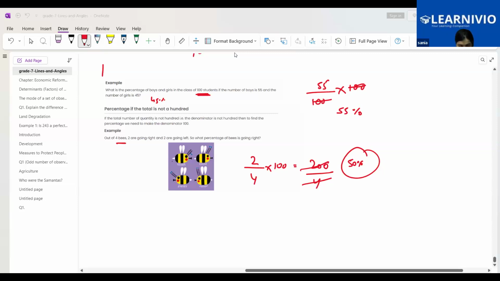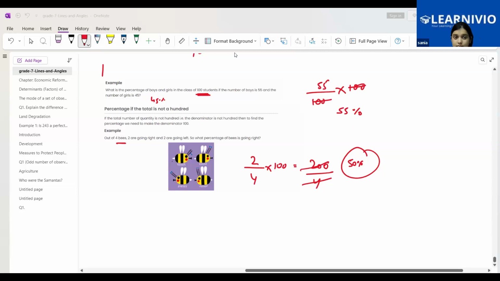Ma'am, after we do multiplication, we got 200 by 4, right? Then we will divide it again, right? Yes, to get the whole number. Okay.